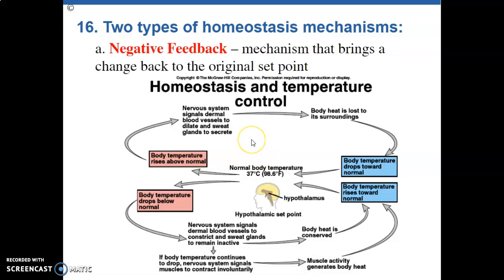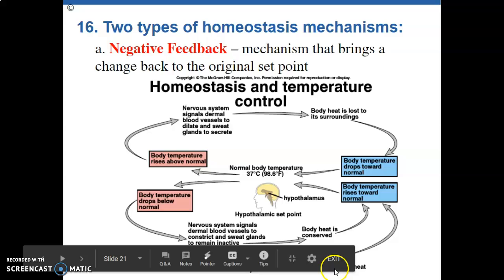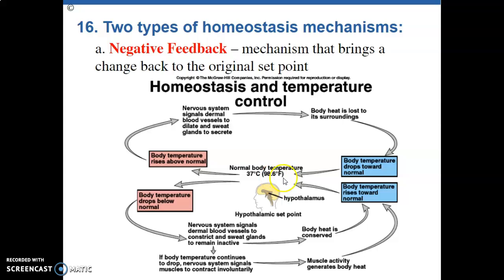Let's take a look at this lower route also. You can see following the lower route in the pink box, it says body temperature drops below normal, causing the nervous system to act to constrict the skin's blood vessels. And then with the arrow down, it says, also, if body temperature continues to drop, the nervous system signals muscles to contract involuntarily. That's shivering. Muscle activity then generates body heat, and the generation of body heat has the effect of raising the body's temperature back towards its normal set point of 98.6 degrees Fahrenheit.